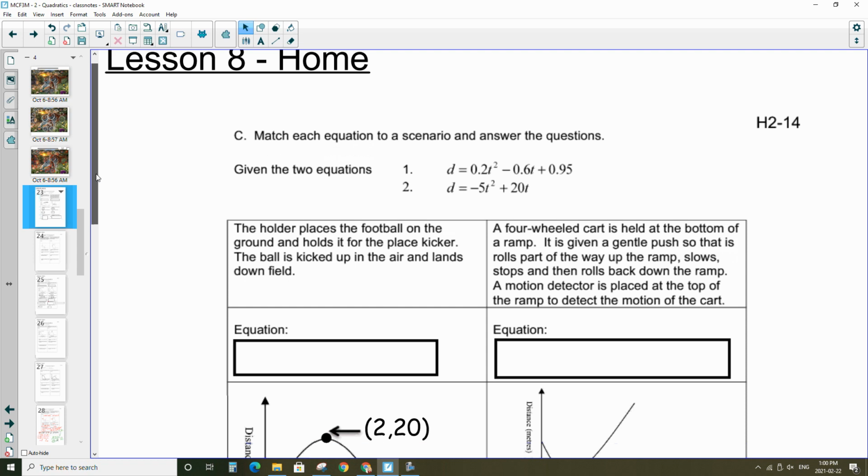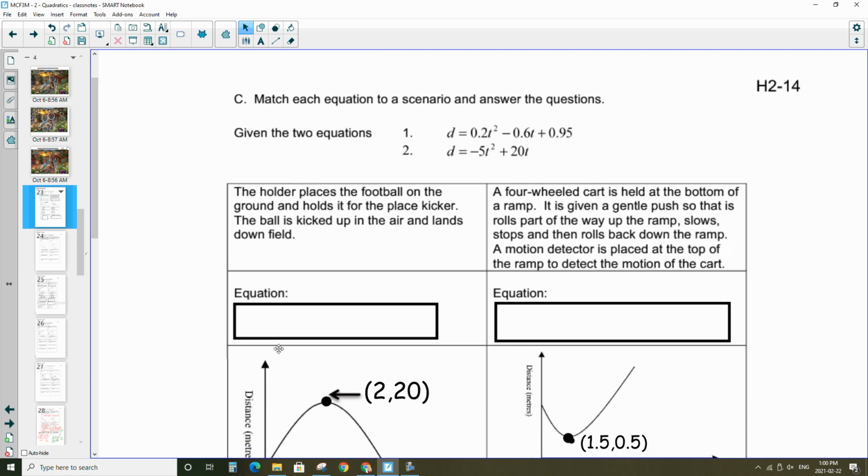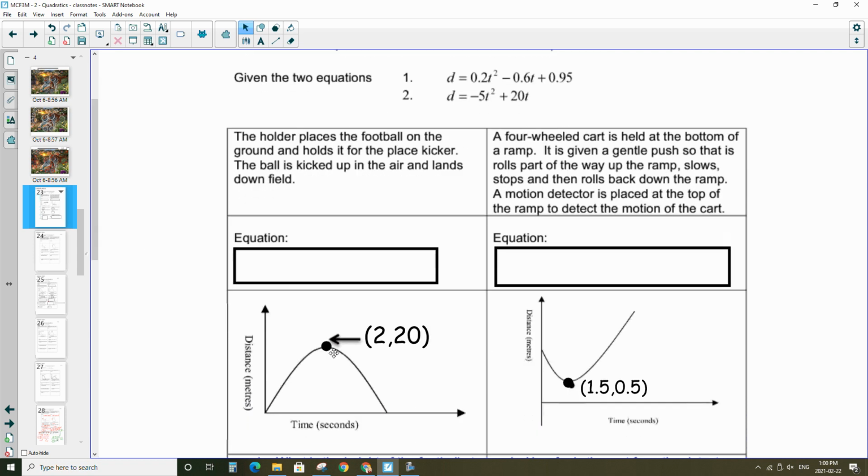All right, so we've got 2 graphs being shown. We have some scenarios, and then we have equations that we need to match with those. So the first scenario says the holder places the football on the ground and holds it for the place kicker. The ball is kicked up in the air and then lands down a field. So that should be a hint that it's going to go up in the air and then come back down. Okay, so that matches this graph here. We're trying to figure out which of these 2 equations is going to match the description and this graph here.